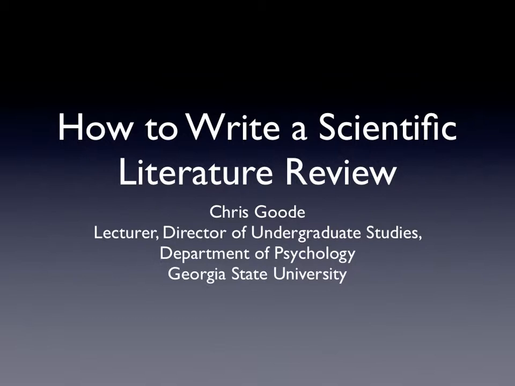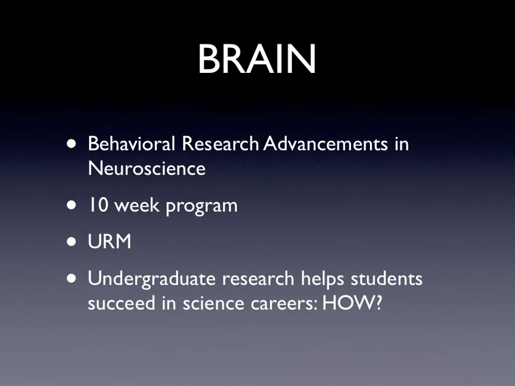So to give you some background on the literature review I'm going to be writing, I need to tell you about our program that's called BRAIN. BRAIN stands for Behavioral Research Advancements in Neuroscience, and it is a summer research program for undergraduates. It goes for 10 weeks, and we specifically recruit underrepresented minorities, so students who are members of groups that are underrepresented in the sciences. And we offer this because we're pretty sure we know that participating in research as an undergraduate helps students succeed in science careers, but we're not really exactly sure how it helps them.